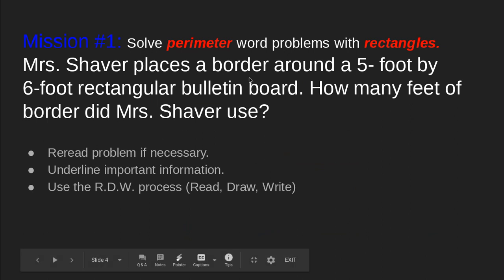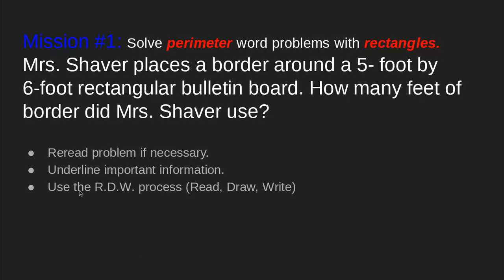Mrs. Shaver places a border around a 5-foot by 6-foot rectangular bulletin board. How many feet of border did Mrs. Shaver use? Okay, important things to know: reread the problem if necessary. Underline important information, especially if you copy down the problem. If you did not copy down the problem, then instead of underlining information, you can write down important information that can help you solve this problem in your notebook.